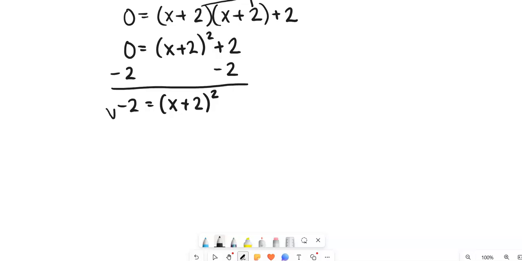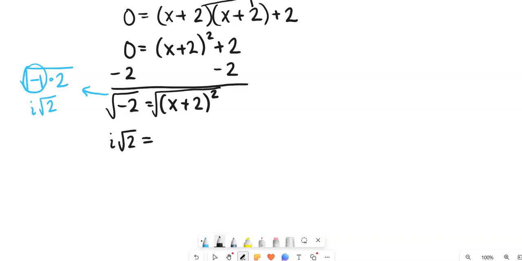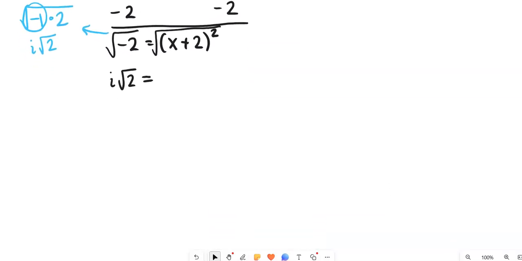Square root both sides. When you're taking the square root of negative 2, that's really the square root of negative 1 times 2. Which one of those do you know the square root of? Negative 1, which is i. What do you not know the square root of? 2. So it's going to stay i square root of 2. Equals what? Absolute value of x plus 2. Please don't forget the absolute value. So absolute value of x plus 2.